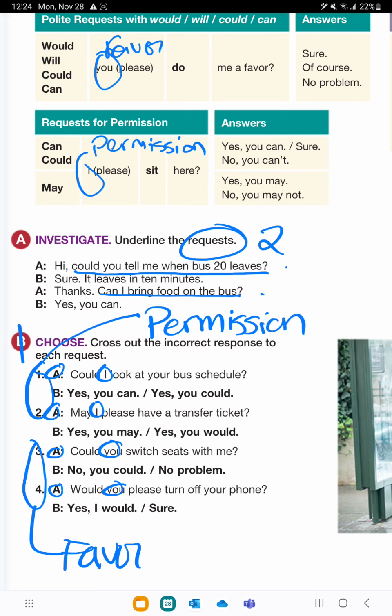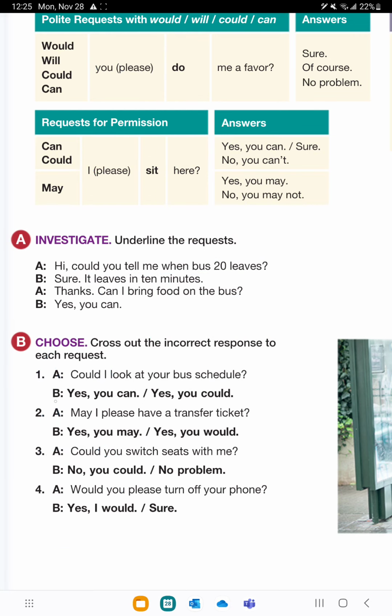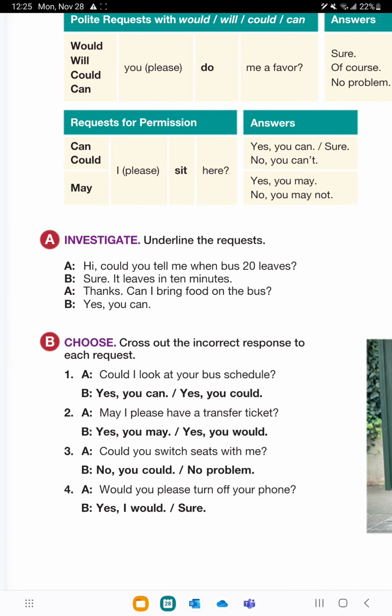We want to be allowed to do something. Okay, so now we need to look at B. Look at our answers, and then we're going to cross out the wrong answer. Number 1 asks, could I look at your bus schedule?